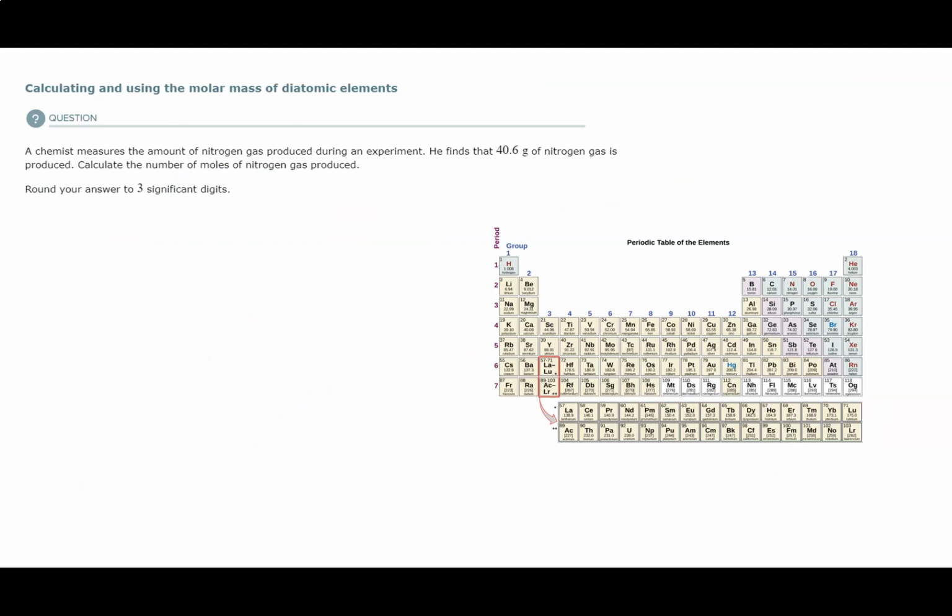Now, you're going to be calculating lots of molar masses, so you want to have a periodic table available, or you want to be using an online molar mass calculator. It says a chemist measures the amount of nitrogen gas produced during an experiment. Something to recognize is that nitrogen gas is N2 is the formula. It is a diatomic element.